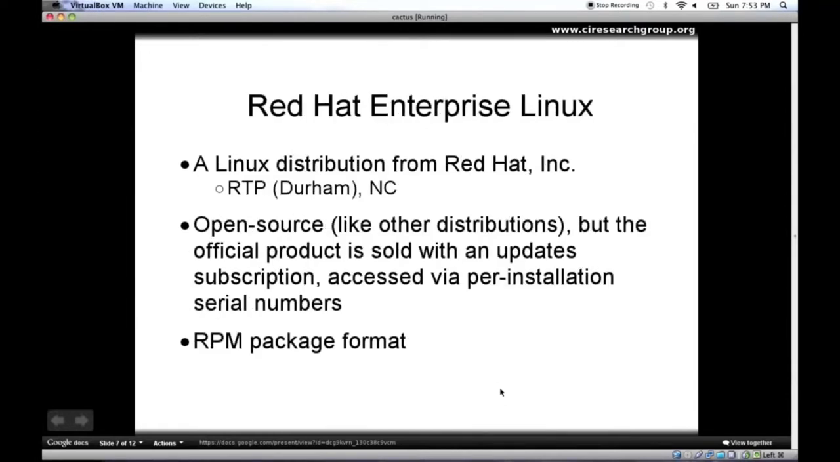Now, in industry, Red Hat Enterprise Linux is quite popular. It's a Linux distribution from Red Hat Incorporated, which is based in Research Triangle Park, North Carolina. That's in the Durham area. It is an open-source distribution, but the official product is sold with an update subscription accessed via per installation serial numbers. Therefore, in order to get the update subscription and the installation media, it's necessary to purchase the subscription from Red Hat. They do use the RPM package format. In fact, they invented it. RPM stands for Red Hat Package Manager.